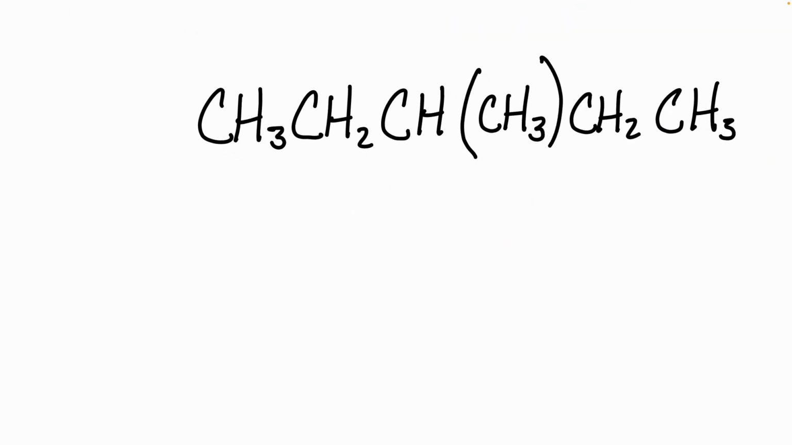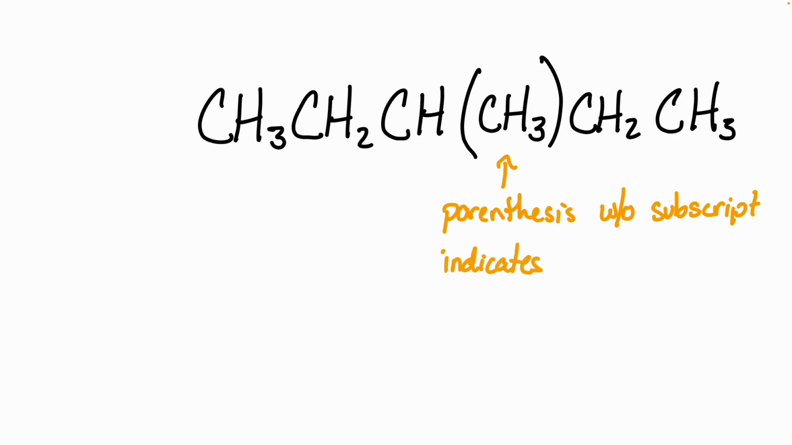Okay. So now we have these parentheses without a subscript. This is how you indicate a branch point, or indicate that something is sticking off of the main chain. So this indicates a group is pointing off that main chain.